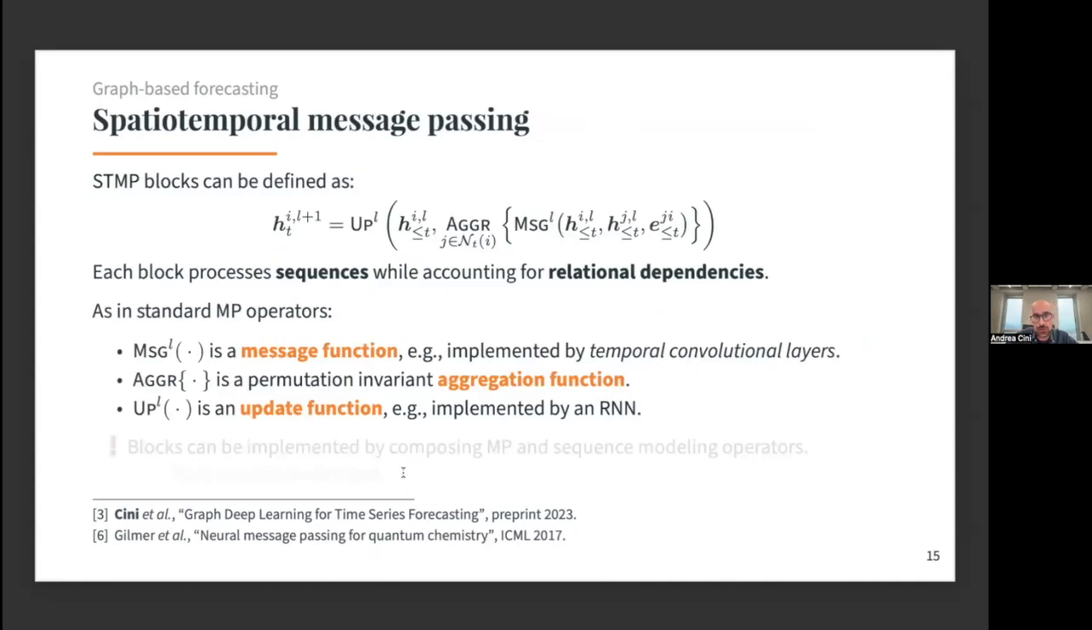For what concerns the spatiotemporal message passing blocks, this can be seen as a sort of extension of standard message passing operators to sequences. Here we have a sequence of observations associated to each node. So the different blocks that compose a message passing operator will have to be redesigned in order to handle these sequences. Luckily, from the literature, we can choose from many possible sequence modeling architectures, again, depending on the application and the problem that we want to target.